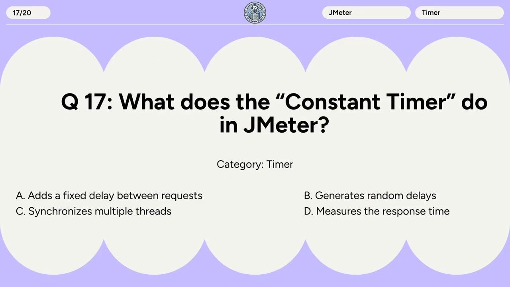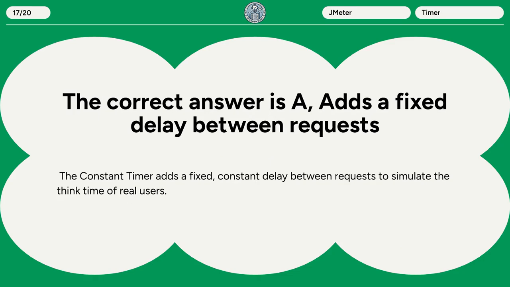Question 17. What does the constant timer do in JMeter? A. Adds a fixed delay between requests. B. Generates random delays. C. Synchronizes multiple threads. D. Measures the response time. The correct answer is A. Adds a fixed delay between requests. The constant timer adds a fixed, constant delay between requests to simulate the think time of real users.